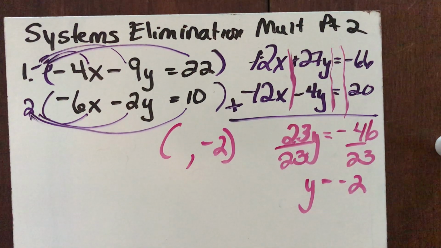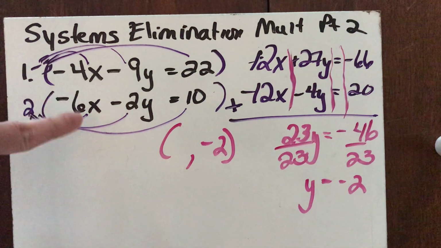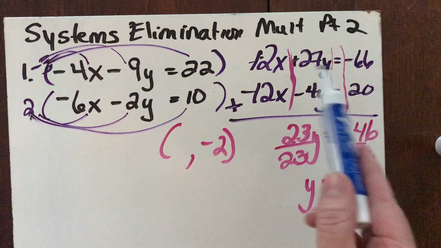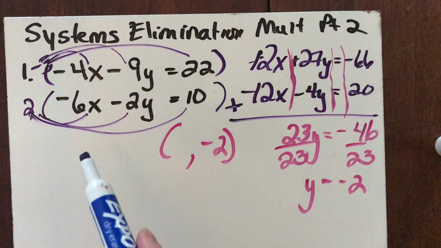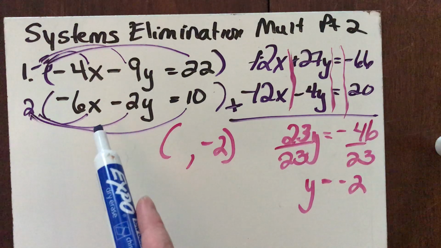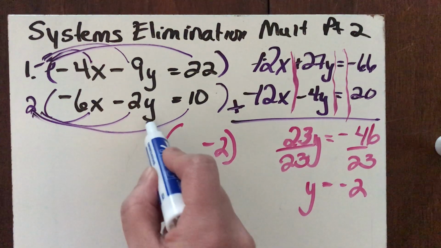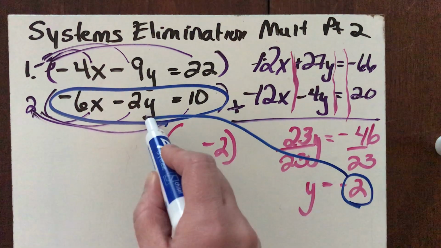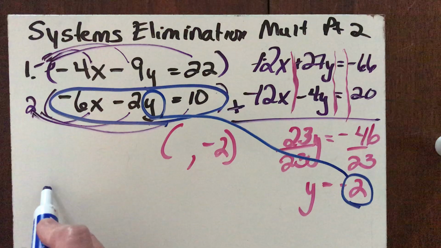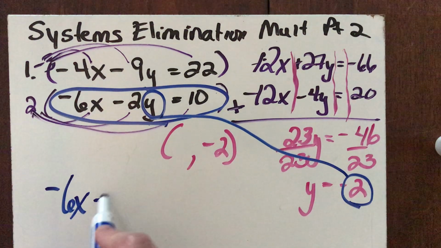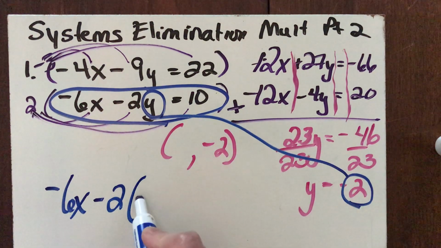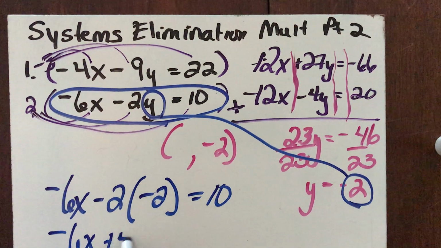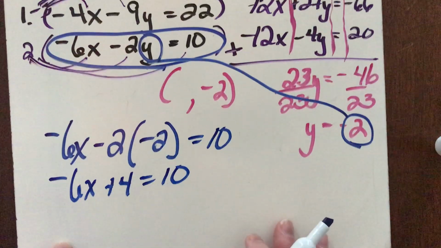So you've got 4 options here. You can go into one of the original ones, or you can go into the ones that we changed. Personally, I would not go into these because these are usually the bigger numbers. I would go back to one of your originals. Since they both have the same number of negative signs, I'm going to pick the ones with the smaller numbers. So I'm going to work with this one, and I'm going to take the negative 2 and plug it in place of my y. So I'm going to have negative 6x minus 2, placing the y, I'm putting that negative 2, equals 10. Then I have negative 6x plus 4 equals 10.